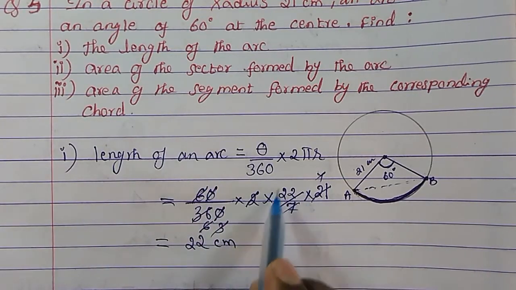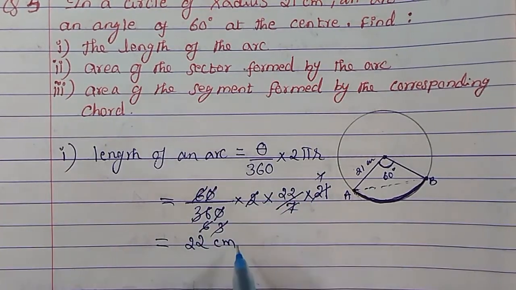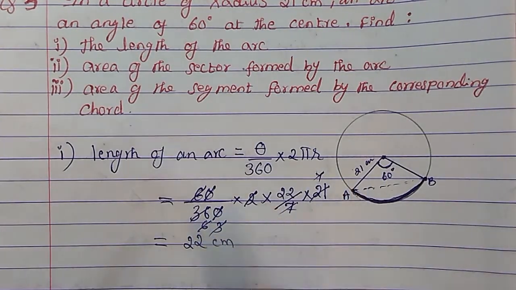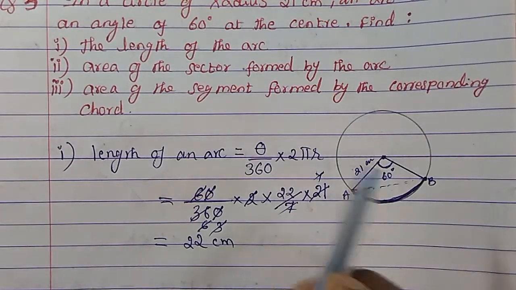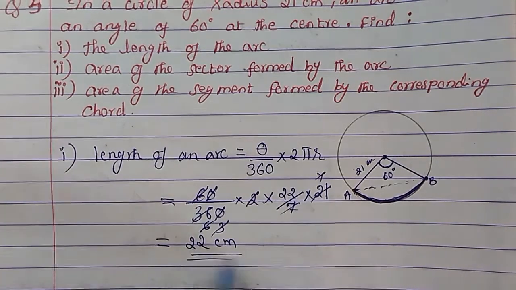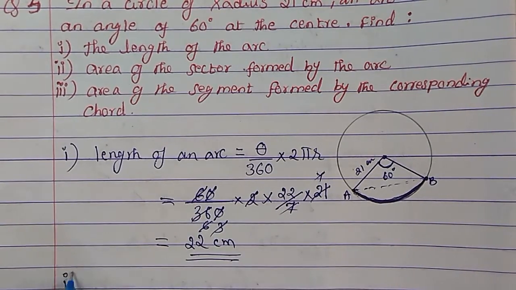So what is left here? Only 22, and centimeter here. Length has to be in centimeter only. Okay, length means you know how much long it is, so it is in centimeter. When area, then it becomes centimeter square. So this is our answer. So now let's find out the second.